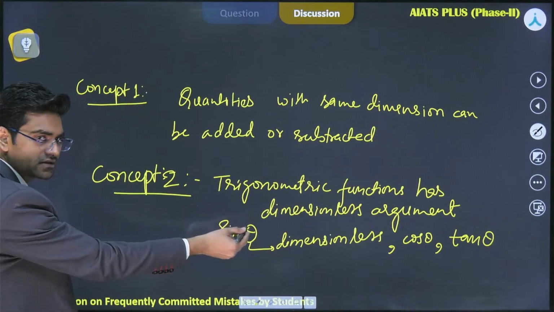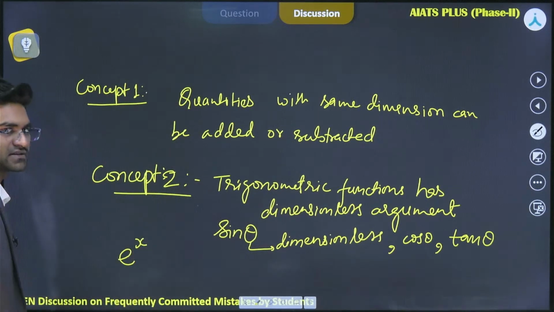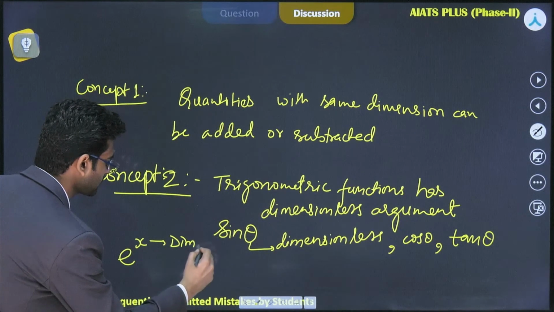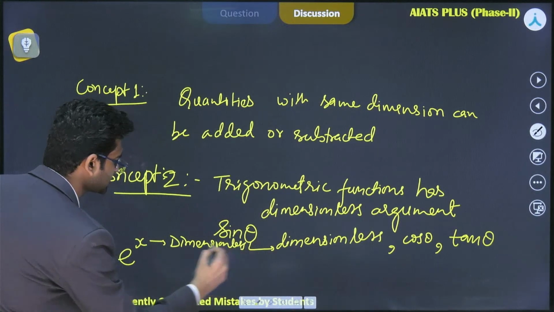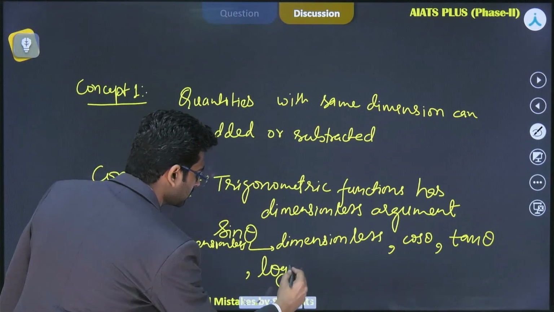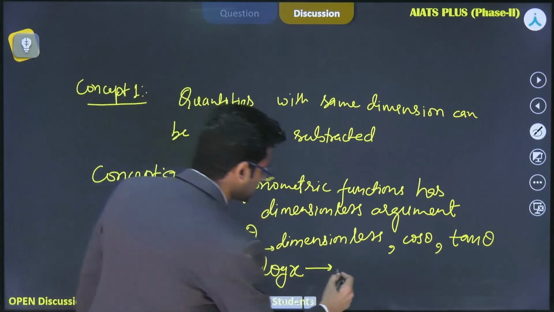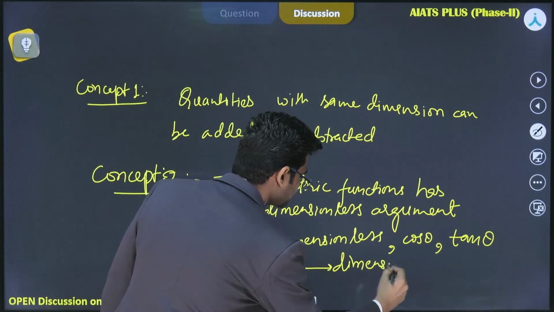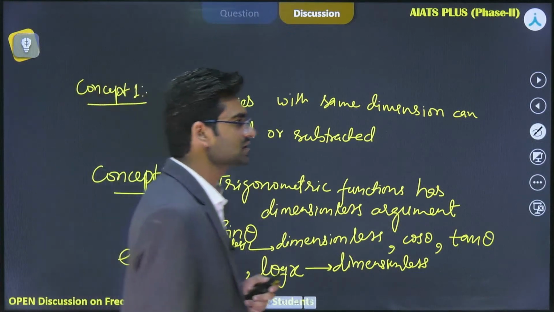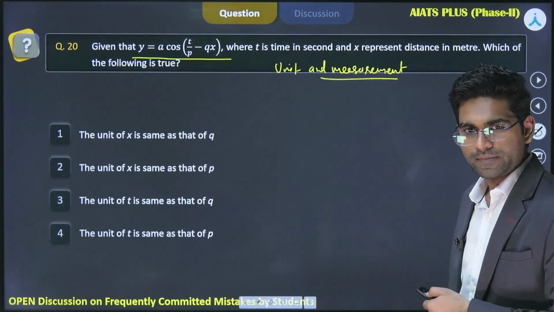So trigonometric functions have dimensionless arguments. Similarly, what else? E to the power x, the exponential function, has a dimensionless argument. This x has to be dimensionless. Similarly, the logarithmic function, log of x. Okay, you must have studied this logarithmic function. This x has to be dimensionless again. Okay, now these are the two concepts which have been involved in this question. Now can we solve this question? Okay, so let's go to the question then. Any doubt so far?